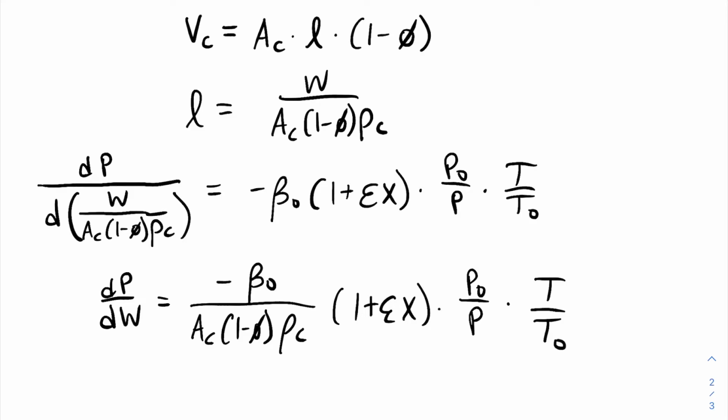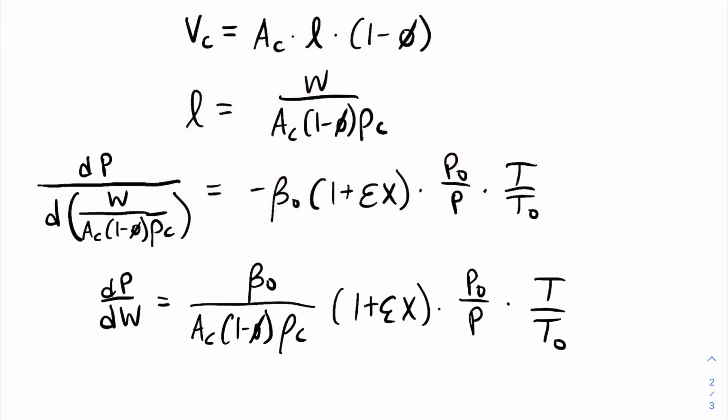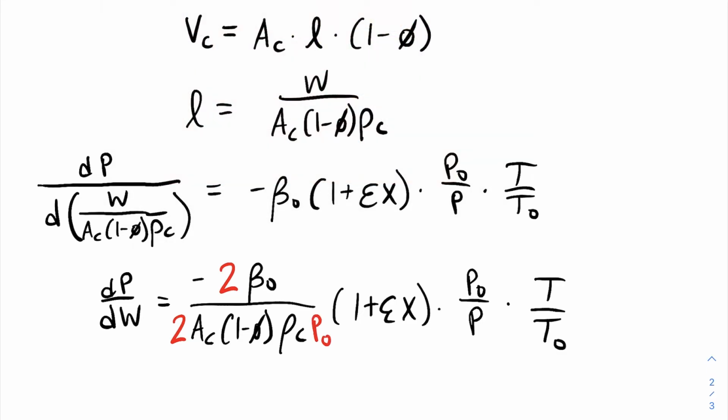And to get this to match the book expression, what they have done is they multiply the top and the bottom of this equation here by 2. So let me do that. They multiplied this by 2, and so you've got to put a 2 in the bottom, and I'll put the minus sign back. And they also multiplied by P naught down here, which means we want to divide this term by P naught to keep everything consistent.